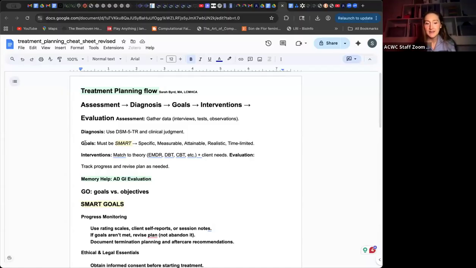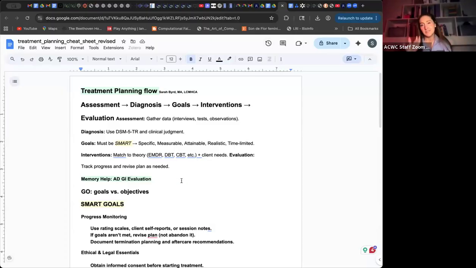I remembered it. I do well with memory type helps, but everybody learns differently. Everybody has their own way. But I caught it for myself, the ADGI down here, the ADGI evaluation.